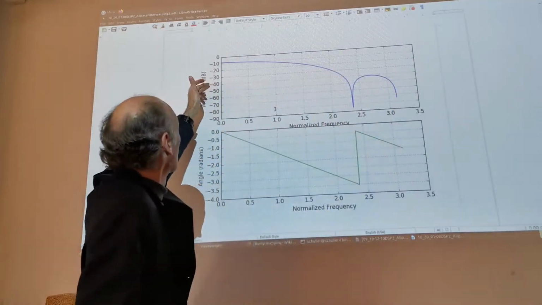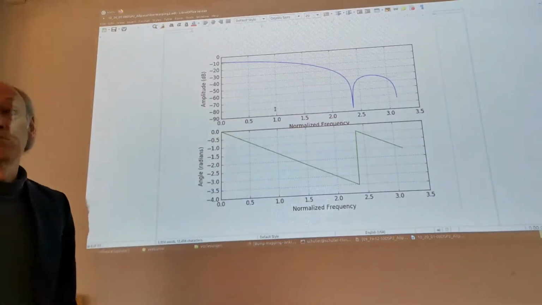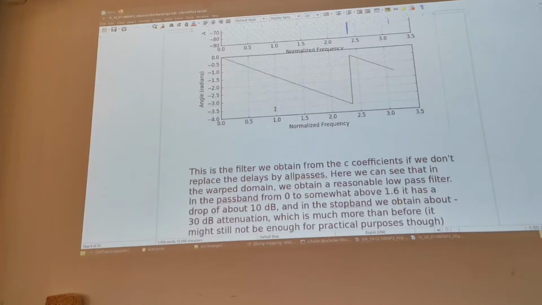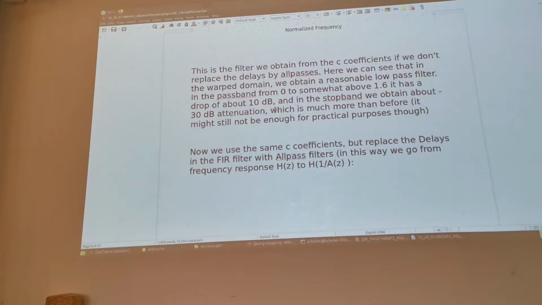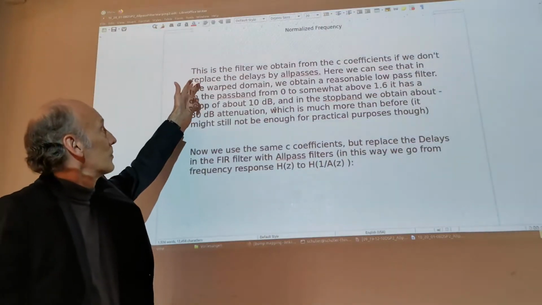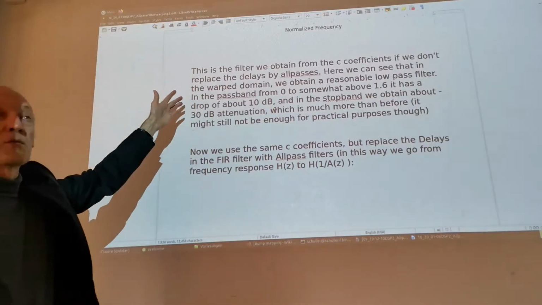The stop band has maybe 40 dB attenuation. It's not great, but at least a low pass. Right? It's doing something. And it has linear phase because it's an FIR filter. Yeah, so this is the filter that we obtain from the C coefficients if we don't replace the delay by all-passes. And now we can do this replacement.